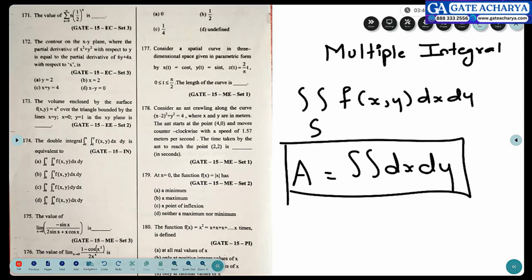See the option which matches this. Which is the option? So 0 to A, X to A, f of x, y, dy dx. Understood? So understood how to change the order of the integrations? Guys, any doubt here? Understood how to convert from one strip to another? So with this, we are actually able to solve the vertical strip also. I told you how to handle the vertical strip.